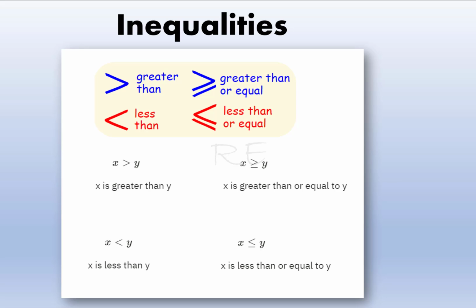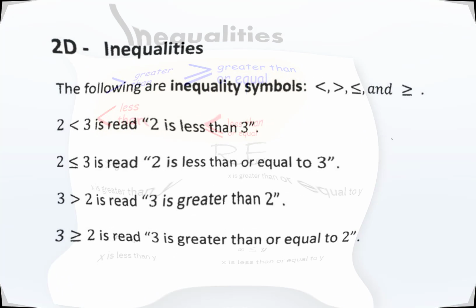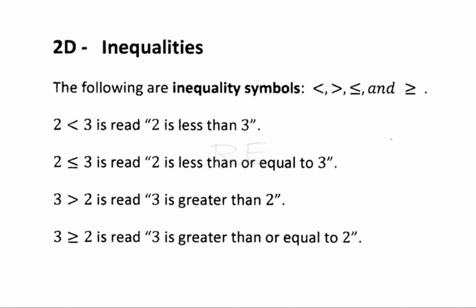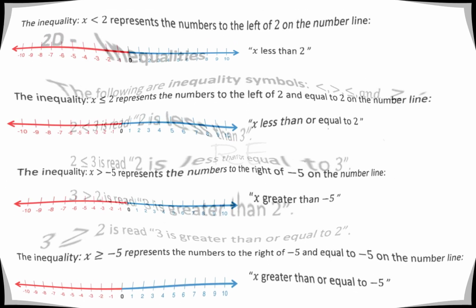In lesson 7, we're going to talk about inequalities, the different symbols, and how to solve them. The following are inequality symbols: less than, strictly less than, greater than, less than or equal to, and greater than or equal to. 2 is strictly less than 3. 2 is less than or equal to 3. 3 is greater than 2. 3 is greater than or equal to 2.